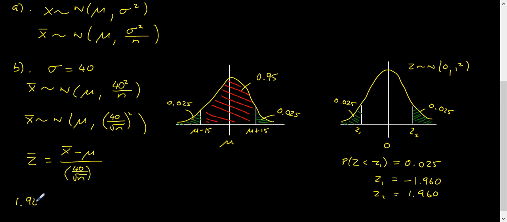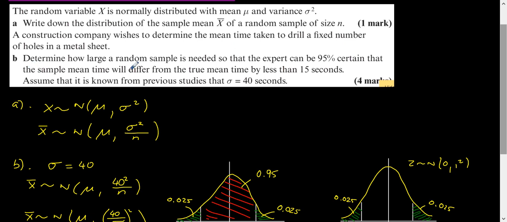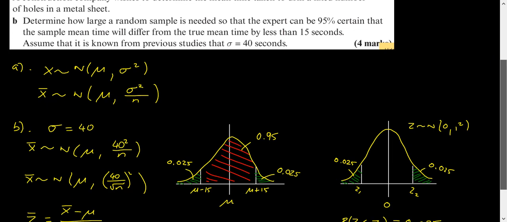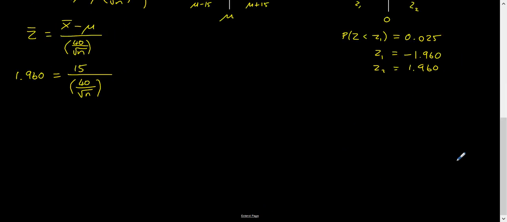So Z is 1.960. X bar minus mu. How do we work that out? Well, X bar minus mu is 15 because we're looking at the sample mean time differing from the true mean time by less than 15 seconds. So X bar minus mu has to be 15. Okay, the difference between this and this is 15. And then we're dividing by 40 over root n. Now you can see from this that we only have one unknown. It's n.